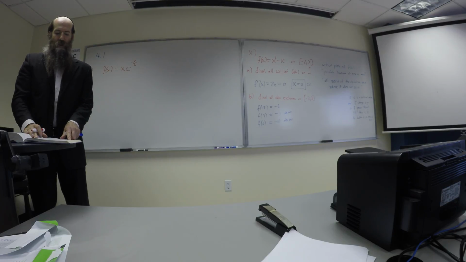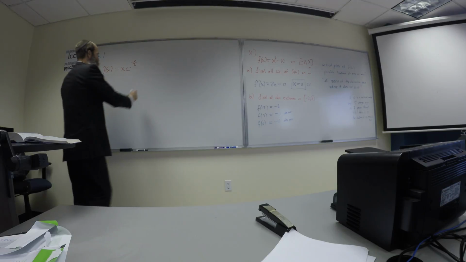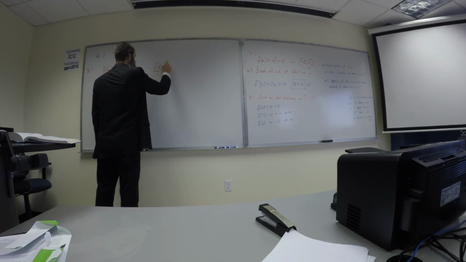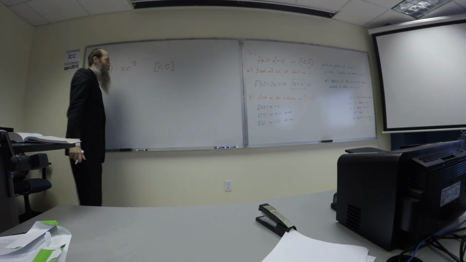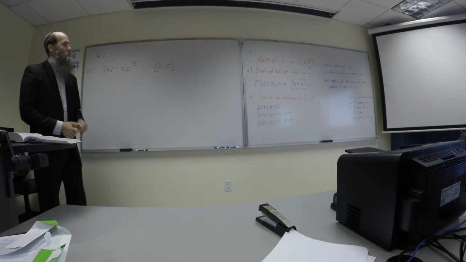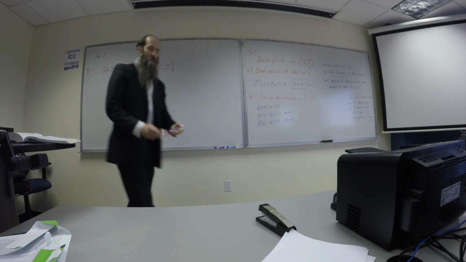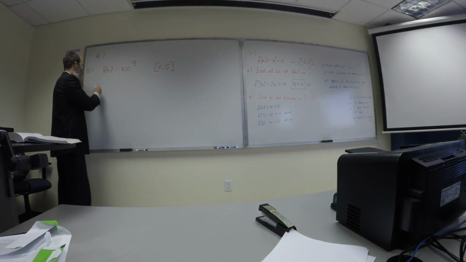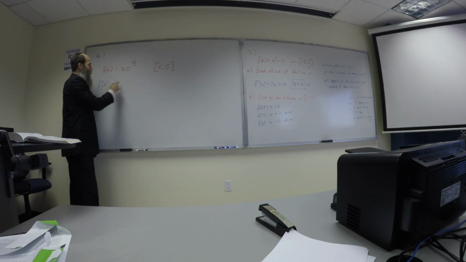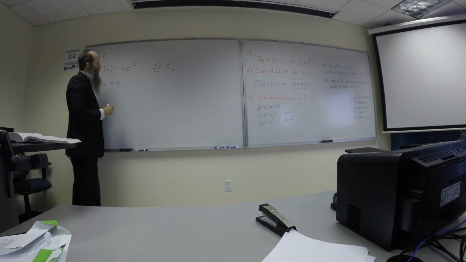So we have x e to the negative x on 2, and the closed interval is from 0 to 5. Same question, first one: find all the critical values of f on our interval. So we've got to take the first derivative. So f prime of x is what? It's product rule, correct? So you have the first times the derivative of the second.